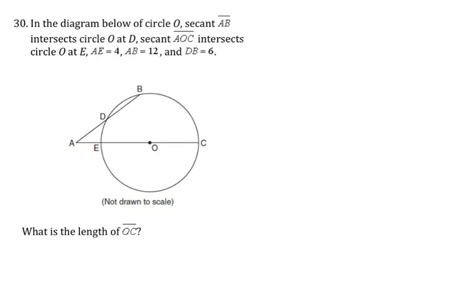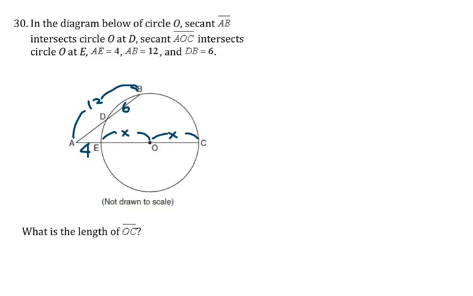Similarly here, AE is equal to 4, while AB is equal to 12. Notice that AB is the entire line segment. And then DB is equal to 6. Now, what is OC? OC, I'm going to call this one X. Notice that OC is equal to the radius. That means OE would also be equal to X as well, because that's also a radius.